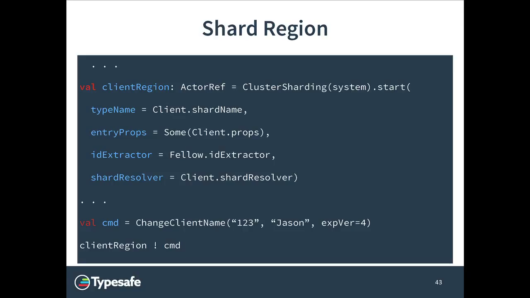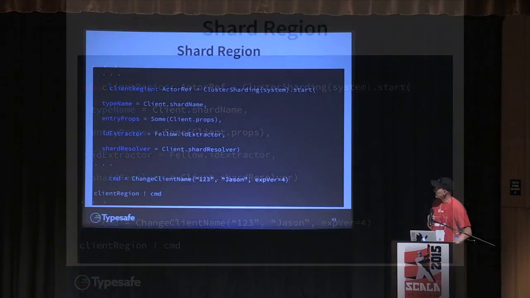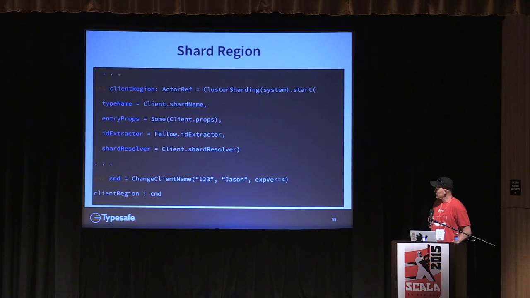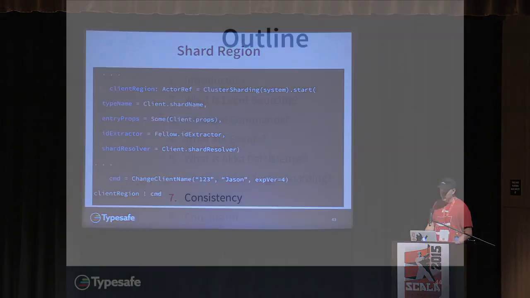So this is just an example of how you set up sharding with Akka cluster sharding. There are some things that you need. You need an extractor and a resolver, etc. But it's pretty simple, and you can kind of think of it as a proxy. So when I send the command, which is change client name, I'm going to send it to the region. And the region is going to extract that first value, 123, the ID, and it will determine through the shard resolver where to send that message to the correct actor.